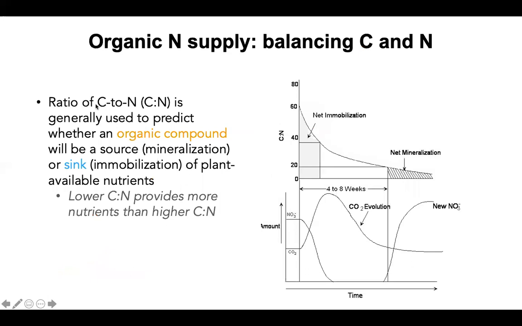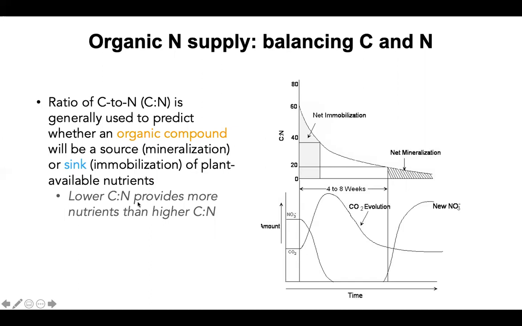So when we talk about nitrogen and that organic nitrogen mineralization process, how do we decide if something is going to mineralize or immobilize? Well, we like to think of that in terms of this balance between carbon and nitrogen, or we call it the C to N ratio. And we use that as a general rule of thumb to predict whether that organic compound will be a source of nitrogen for a plant or a sink, that is, whether it will provide nitrogen for the plant to take up or whether it will take up the nitrogen and compete with the plant.